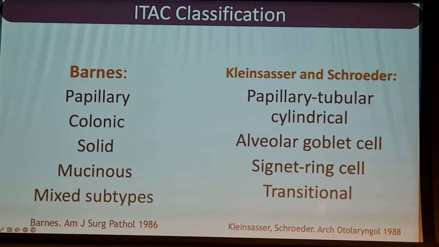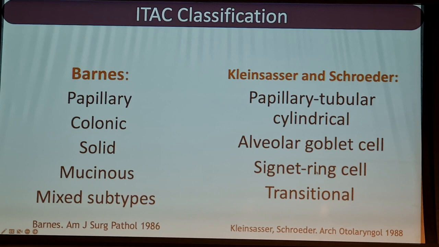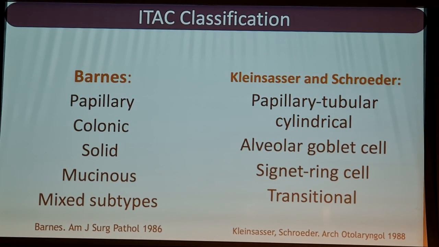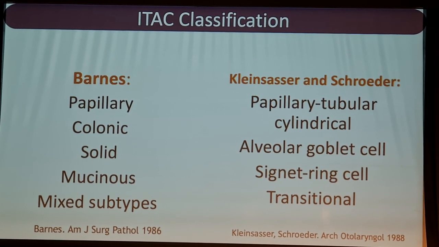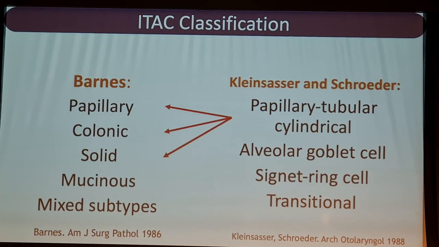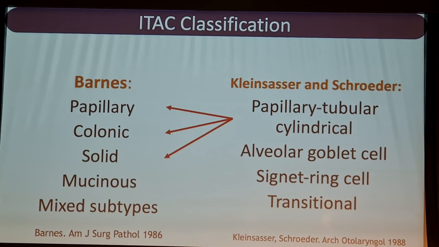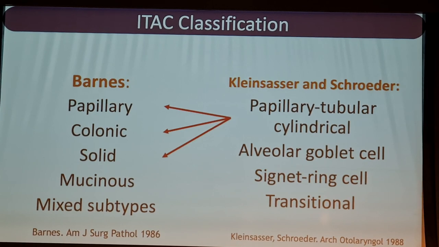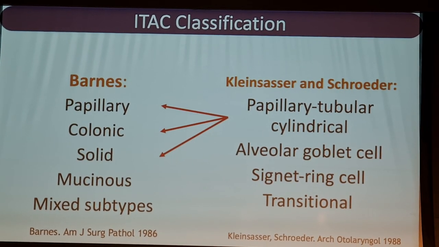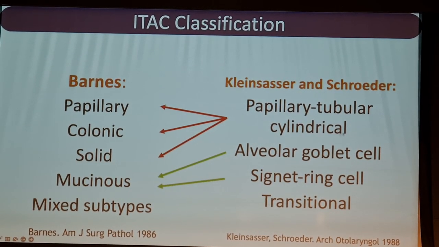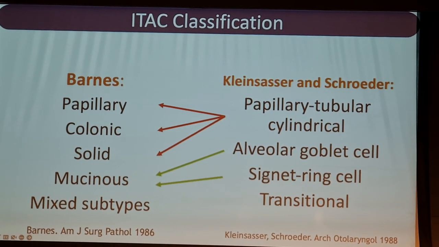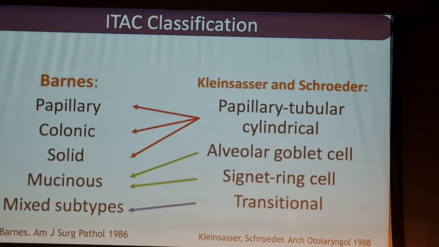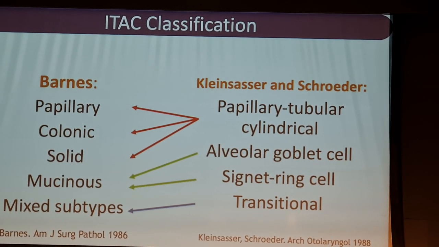Signet ring cell is very important in this patient. The more signet cells, the more aggressive the tumor, and finally transitional. And there is a correlation between these two classifications. The first two match with the first three of the other, alveolar and signet ring with mucinous, and transitional with mixed type. So it's similar from one to another.